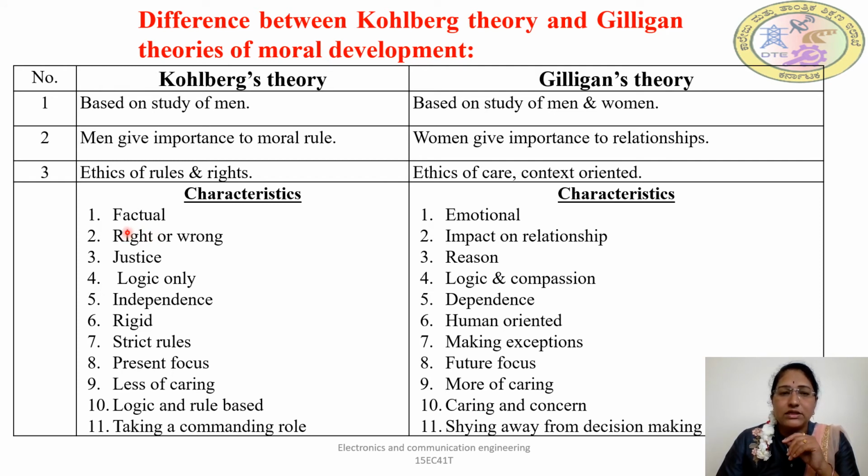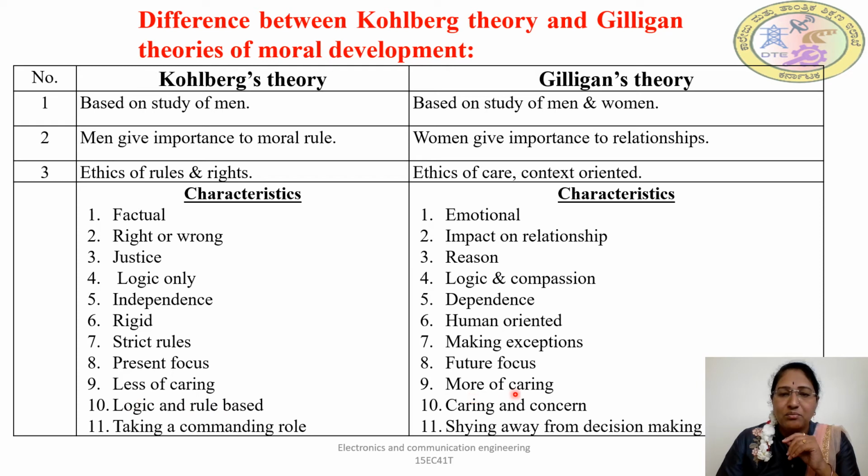In characteristics, it is factual, it is emotional. Here it is right or wrong. Here it is impact on relationship. Here it is justice. Here it is reason. It is on logic only. It is on logic and compassion. It is on independence. It is on dependence. It is rigid. It is human oriented. Here it is strict rules. Here it is making exceptions. Here present focus, here future focus.